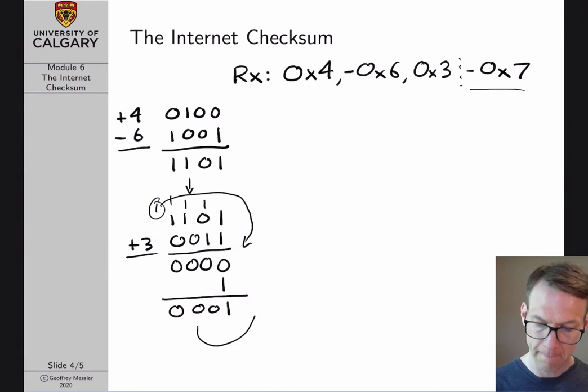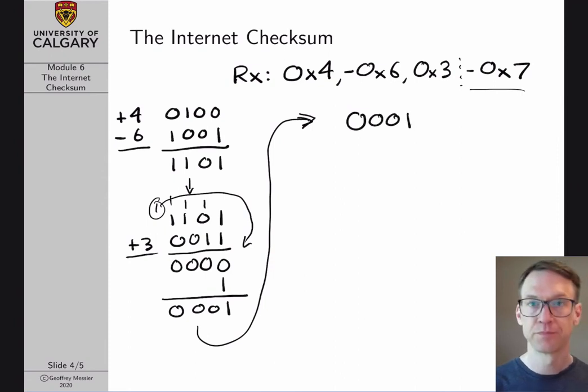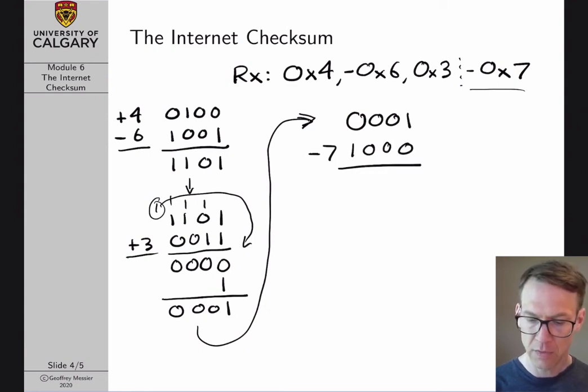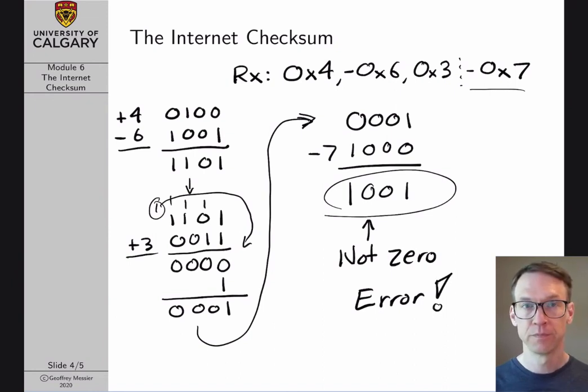And then we take that result and add it to the checksum. So zero, zero, zero, 1, and we add it to negative 7, which is 1, 0, 0, 0. And the result is 1, 0, 0, 1. Okay, so not 0, obviously. Not all zeros, not all ones. And so we know that an error has occurred. So it's worked. The 2-bit error pattern that flipped the second nibble from a value of all ones to a value that's equivalent to negative 6, when we added all of our components together in the frame, we got something that was non-zero.